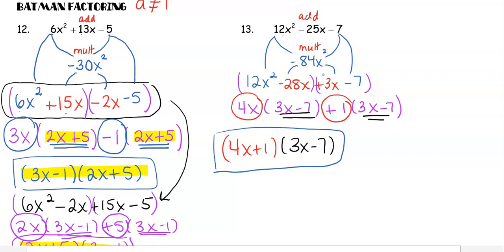Anyway, so we multiplied those two together to get that negative 84x squared, brought down the first term, brought down the last term. We're multiplying to negative 84 and adding to a negative 25. So that's a negative 28 and a positive 3. I pulled out each of my GCFs. Remember we talked about in number 12, 3x minus 7, there was no GCF. So I do have to pull something out, so I pull out a positive 1. The two GCFs become one term. What was left becomes the second one.